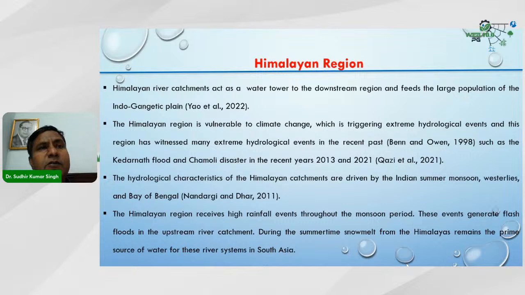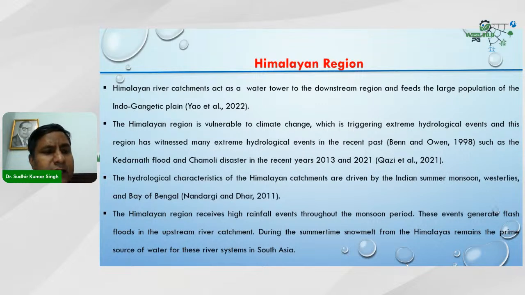The Himalayan region is vulnerable to climate change, which we have already discussed, which is triggering extreme hydrological events, and this region has witnessed many extreme hydrological events in the recent past. I hope maybe you have seen in the newspaper that a very tragic event happened in the past, like in 2013 and 2021, the Kedarnath flood and Chamoli disaster. Basically, there was a cloud burst, a glacial lake outburst, and a flash flood. So these three processes combined make a multi-hazard.